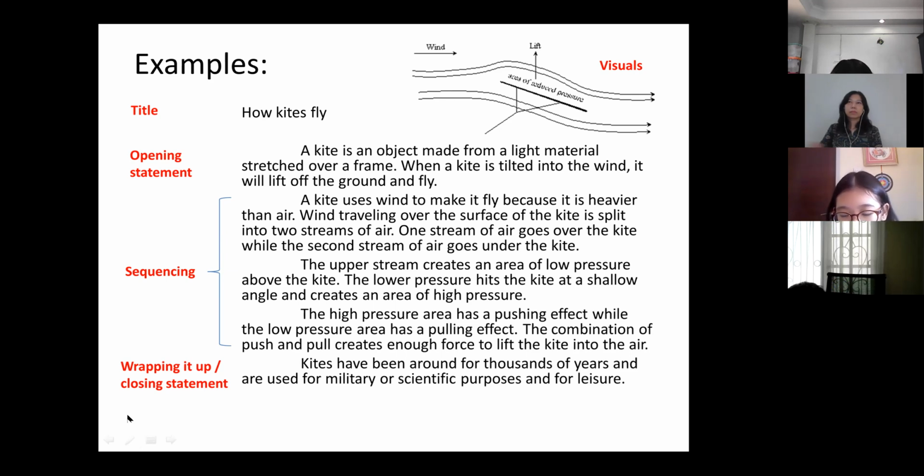The high pressure area has a pushing effect while the low pressure area has a pulling effect. The combination of push and pull creates enough force to lift the kite into the air. There you go. If we see from the visual, you will see the upper area has a reduced pressure. Okay, so this is low pressure, this is high pressure. That's why it's pulling and pushing. Somehow it helps the kite to fly.